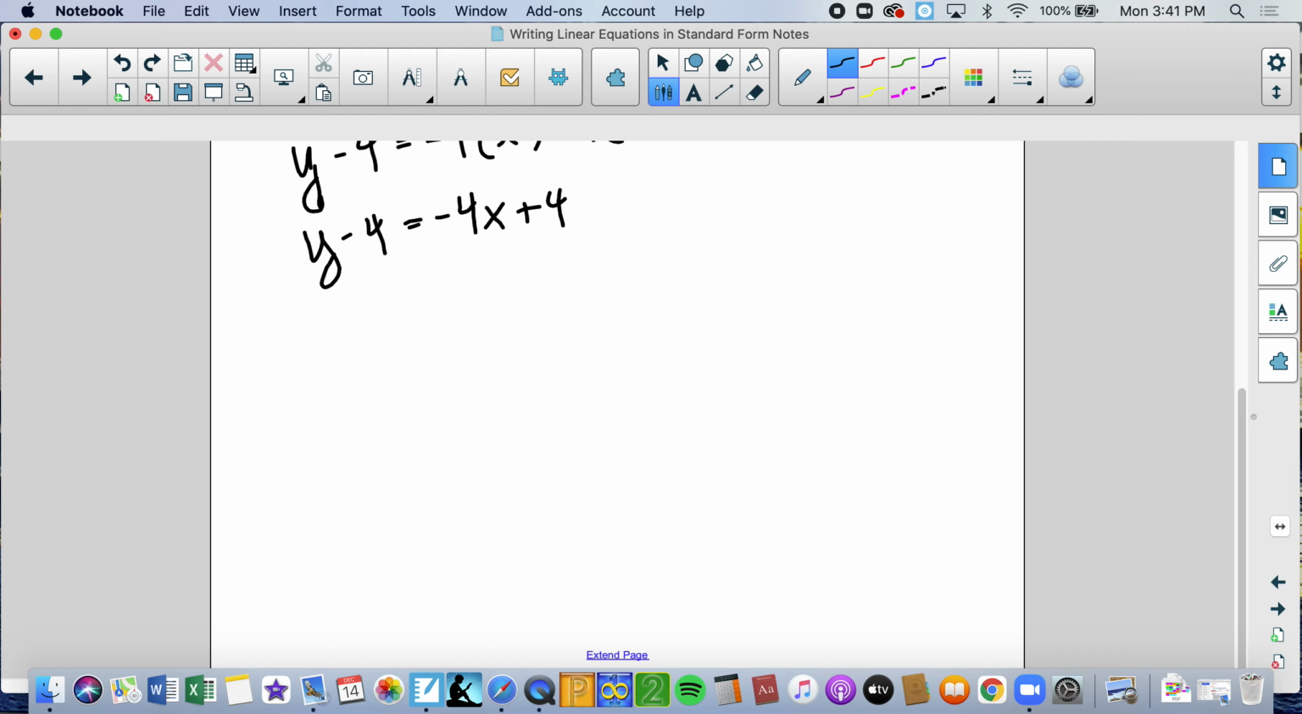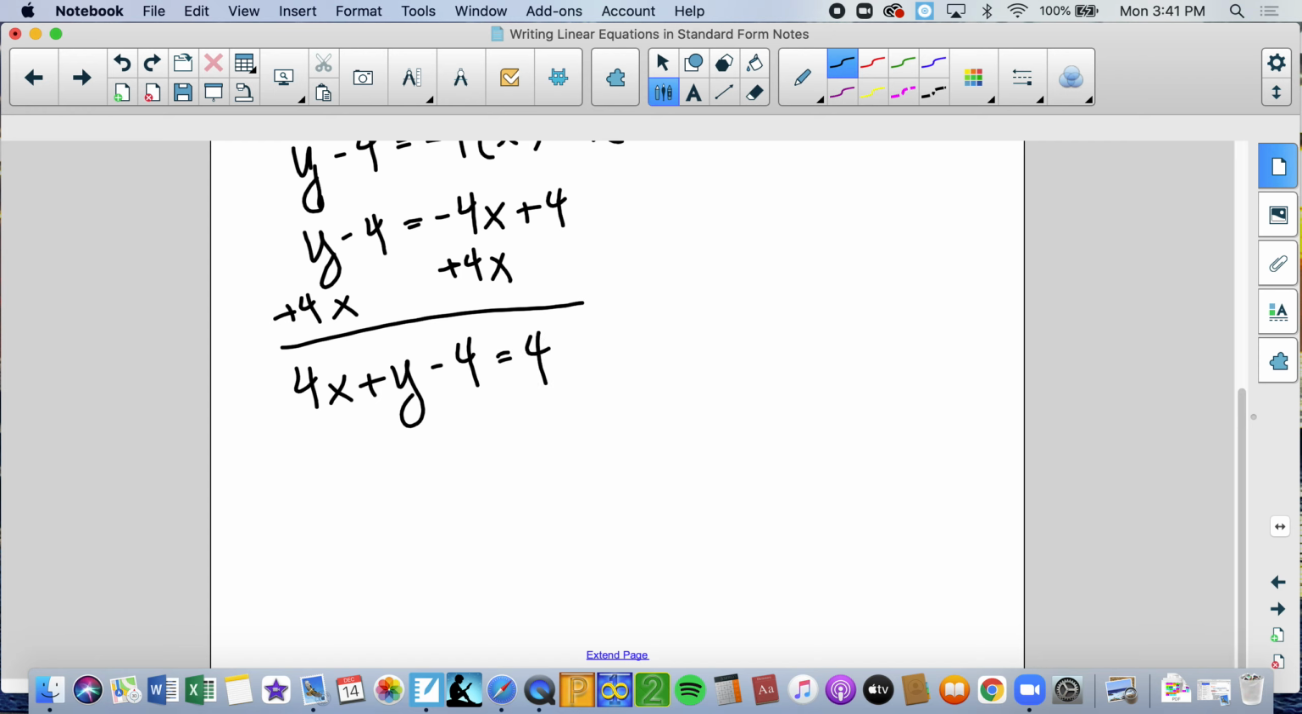Now I've got to move things. So I've got to move my x over. What's going to get rid of a negative 4x is a positive 4x. That leaves me with 4x plus y minus 4 equals 4. And for the first time, we see that, hey, we have 2 constants. I have a constant on the left side and a constant on the right. I've got a negative 4 on the left and a positive 4 on the right. They do not cancel each other.